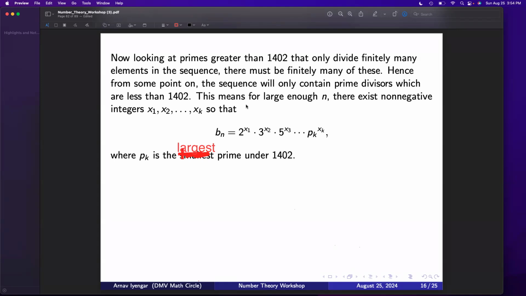If you continue on, you can look at primes greater than 1402, and how does B of n eventually have to be modulo P? What is B of n eventually modulo P for primes P greater than 1402? There's nothing special. Well, not one, it's going to be A1 times A2 up until An, but then -1. So what will I evaluate 2 in mod P, where P is some large enough prime greater than 1402?